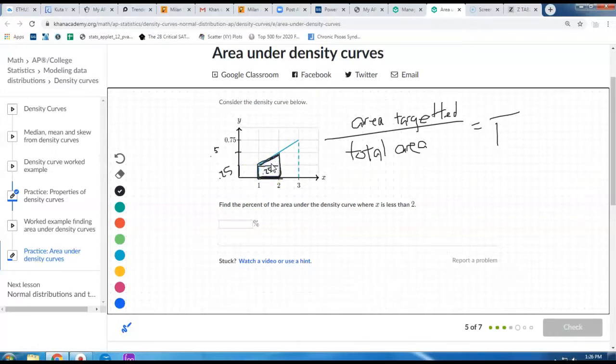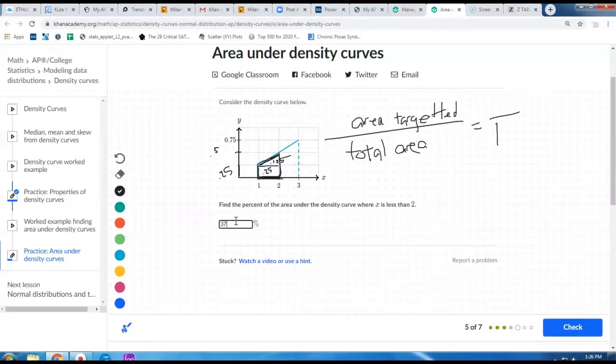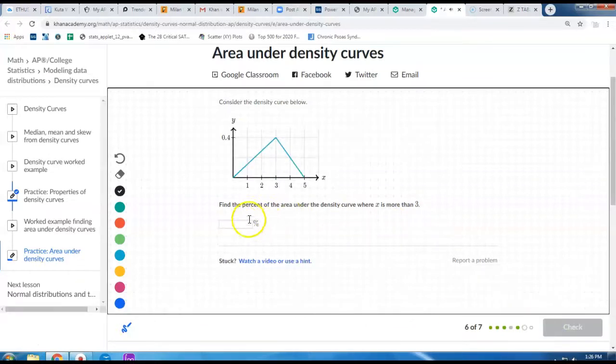And then this is half that, so this is going to be 0.125. If I add up those two, 0.25 and 0.125, that's 0.375, so 37.5%. Similar thing here: the area that we're looking for goes on top, and the total area goes on the bottom, but the total area is always 1 in a density curve.